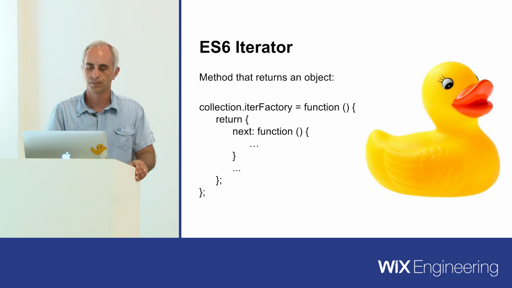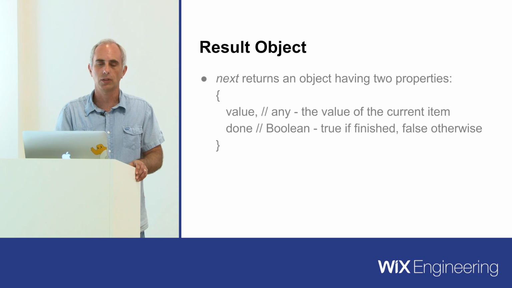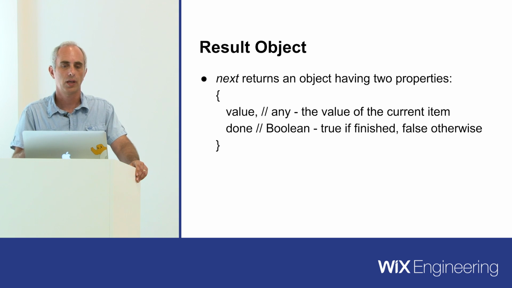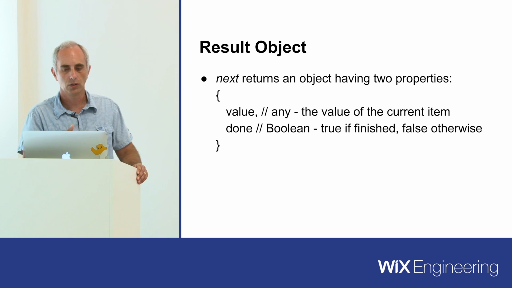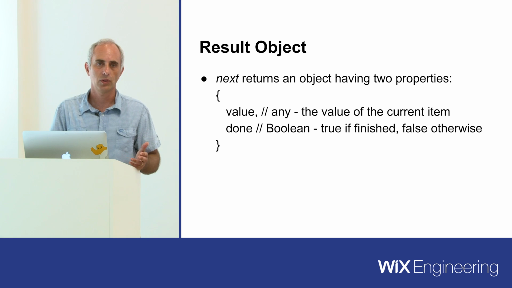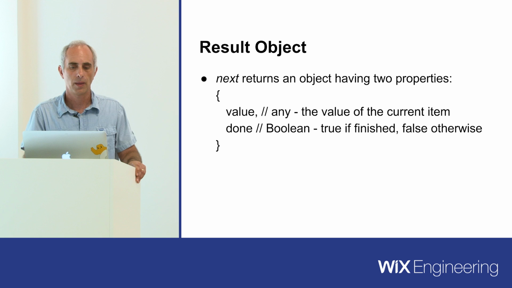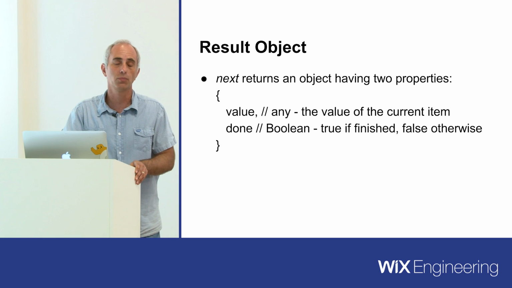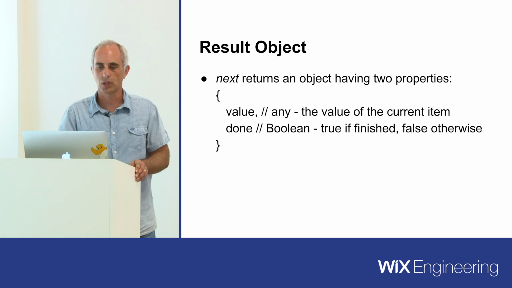That's enough. The way the next method needs to work is that it returns an object. And that object really has two values. A value field, which can be of any value. That's the actual value returned by the iterator from the collection. And a done field, which is a Boolean, or more accurately, a truthy or falsy value, which indicates whether we're done iterating or we still have additional items in the collection.